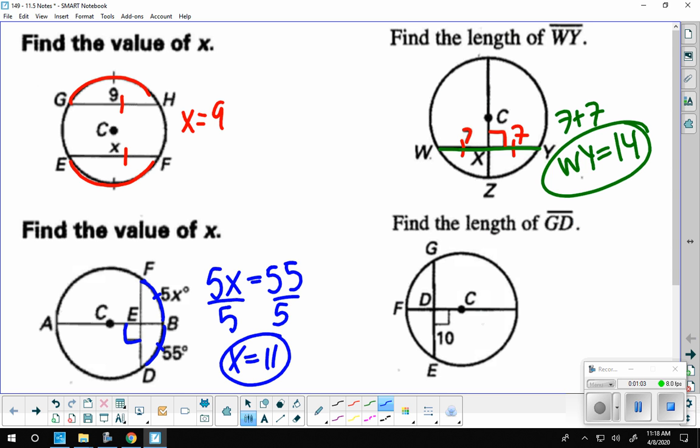And then find the length of GD. So because this is a 90-degree angle, that means this chord is bisected. So if this half is 10, then the other half is also 10, which means that GD equals 10.